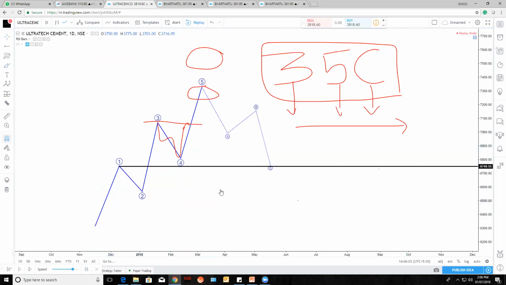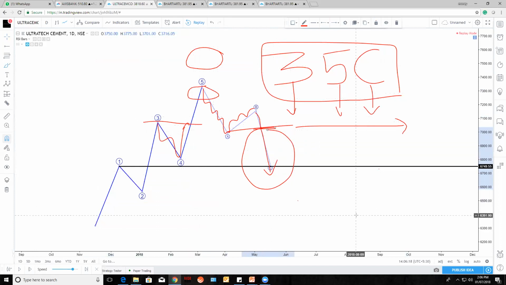And let's see, after A has finished, because you don't know what structure it is making, after A, after B, once it crosses this, we are trading for C wave for sell purpose. We are only trading these three waves: that is the third wave, the fifth wave, and the C wave.